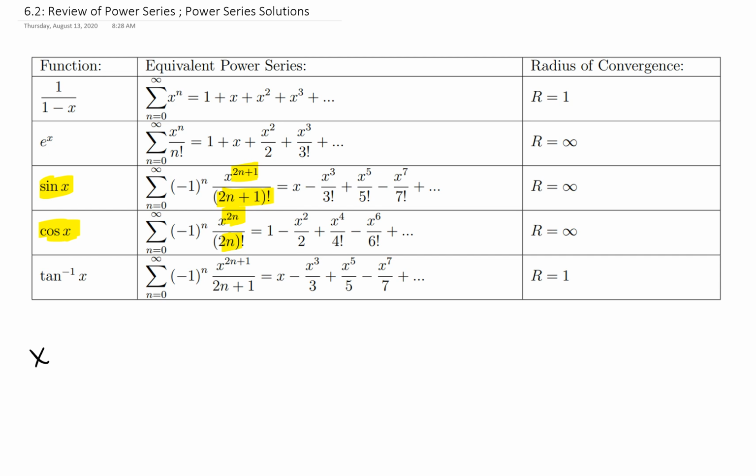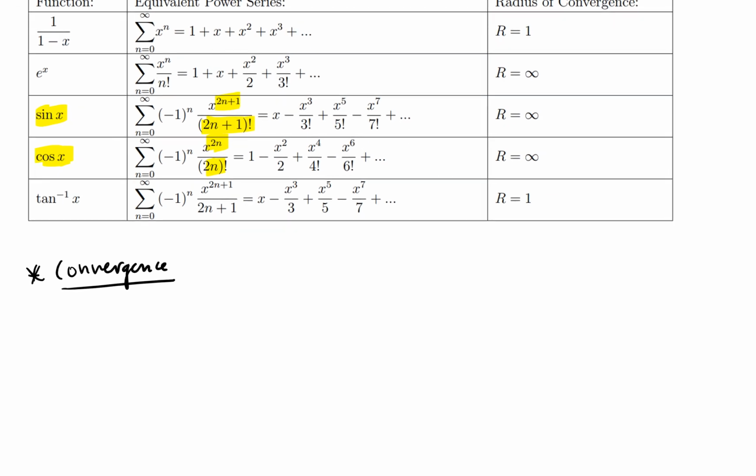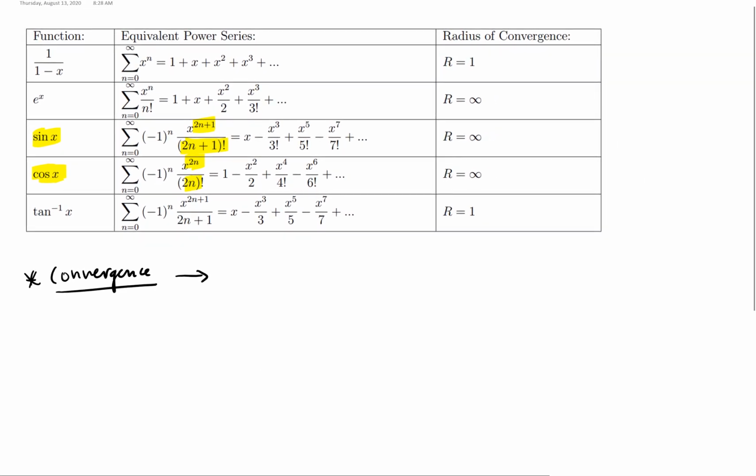So first thing is convergence. What does it mean to say convergence? Finite. It converges to a certain value. It's heading somewhere. If it's not convergent, we say it diverges. A series diverges or a sequence diverges.